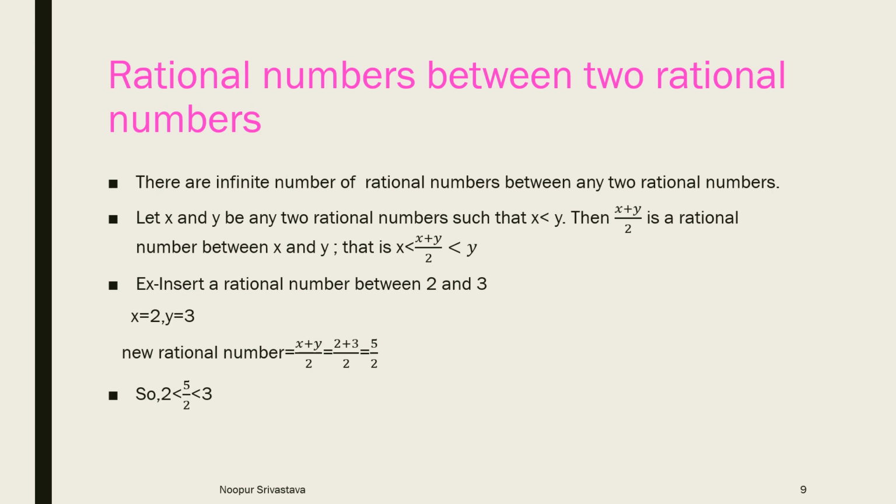Let us understand this method with the help of an example. Example: insert a rational number between 2 and 3. Here x is equal to 2 and y is equal to 3. So a new rational number can be found with the formula given above, that is x plus y upon 2. So 2 plus 3 upon 2 is equal to 5 upon 2. So 5 by 2 is a rational number between 2 and 3. We can write it like this: 2 is less than 5 by 2, which is less than 3.